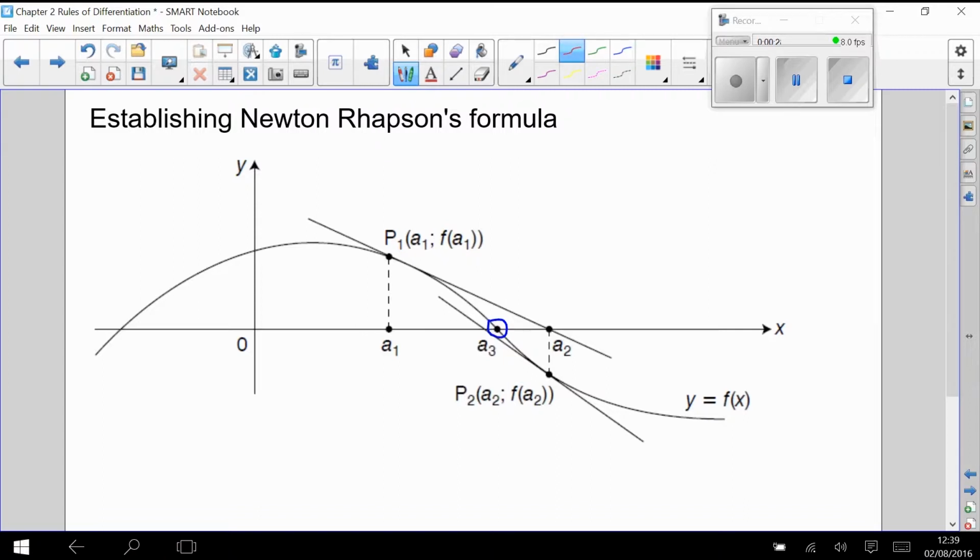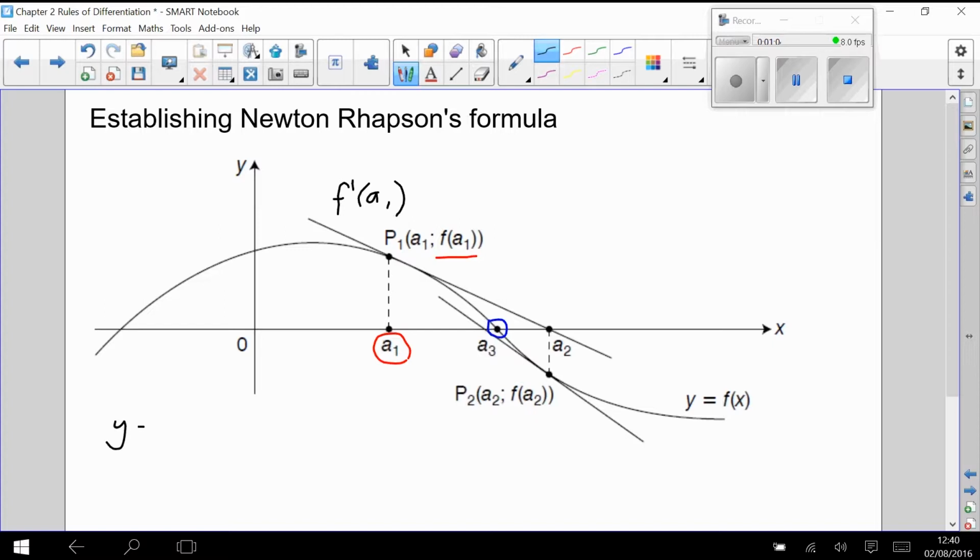What I do first is I make an estimate, quite close to where I think the answer should be. Then I find the corresponding y coordinate. And then thirdly, I find the gradient of the tangent to that point. As the derivative is the gradient of the tangent, I'm going to write that as f prime at that x value of a1. The next thing that I'm going to do is take all this information and put it into the equation of that tangent.